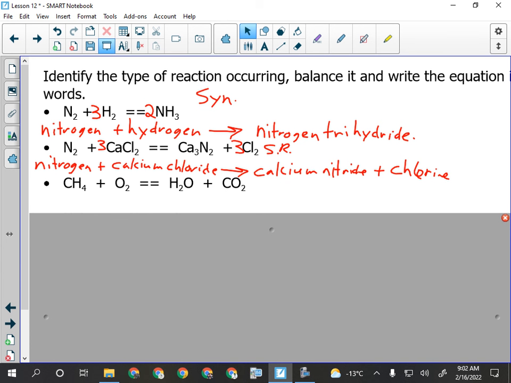Ready to go over the third one? All right, so in this one, we have a compound that contains carbon and hydrogen reacting with oxygen gas, and the products are water and carbon dioxide. There's only one reaction that looks like that, and it is combustion. Okay? This is a combustion reaction.